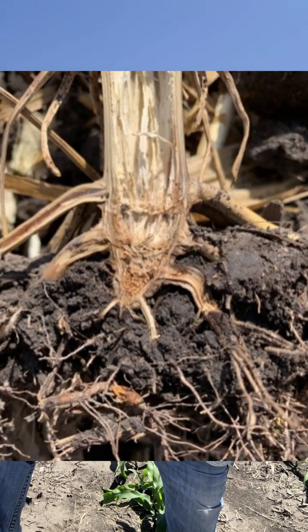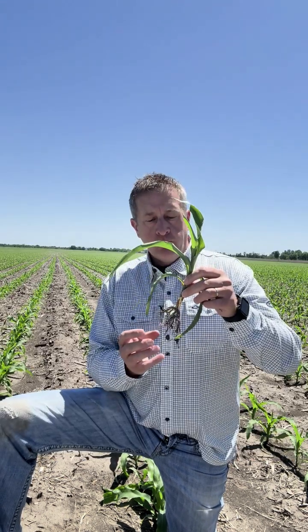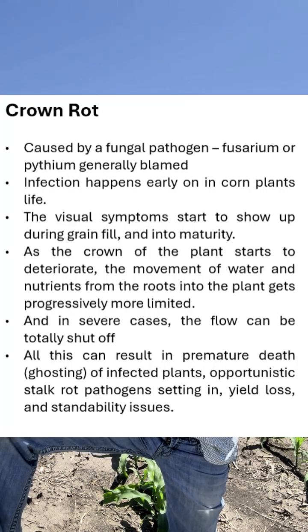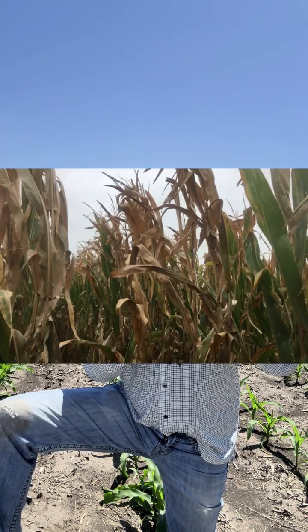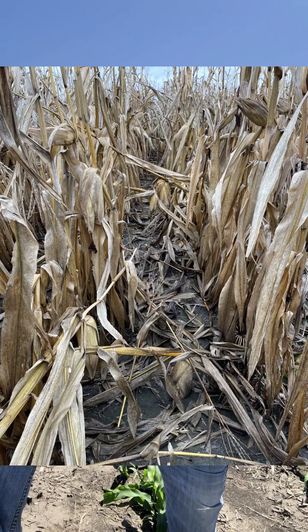Crown rot is essentially the deterioration of the crown of a corn plant, which is where all the roots come into that plant. And that's where all the water and nutrients that those roots are going to uptake have all got to move through that crown and up into the plant. And so when that crown starts to deteriorate in that corn plant, that starts to restrict and could potentially shut down all movement of water and nutrients into that plant. And ultimately we end up with some stalk cannibalization.